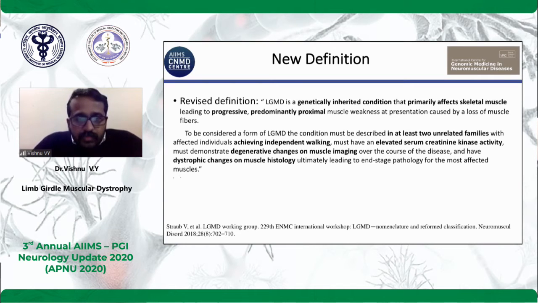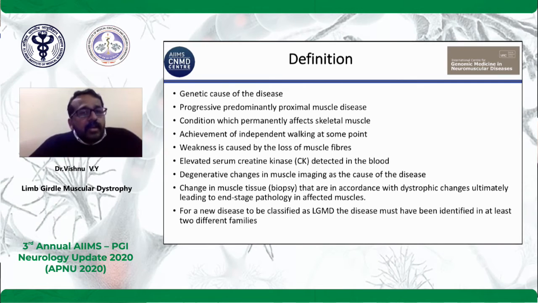To be considered a form of LGMD, the condition must be described in at least 2 unrelated families, with affected individuals achieving independent walking, must have an elevated serum creatine kinase activity at any point of life, must demonstrate degenerative changes on muscle imaging over the course of the disease, and have dystrophic changes on muscle histology, ultimately leading to end-stage pathology for the most affected muscles. You don't have to memorize this by heart, but you should know the keywords and their importance. Let's break it up. One is a genetic cause of disease.